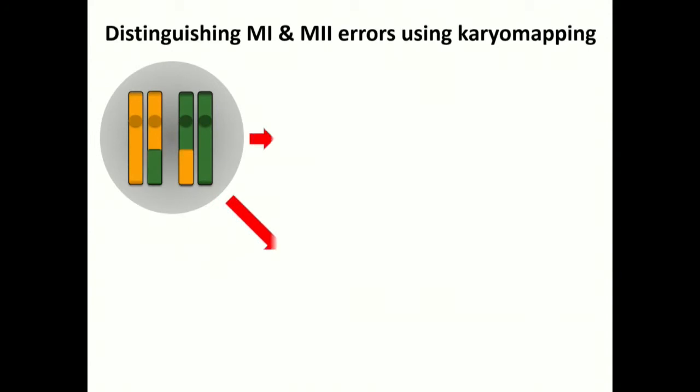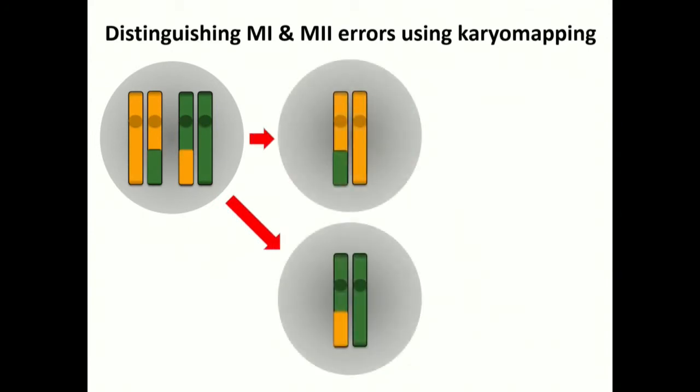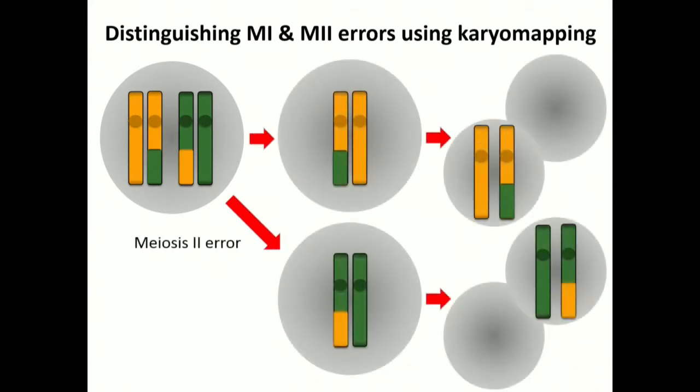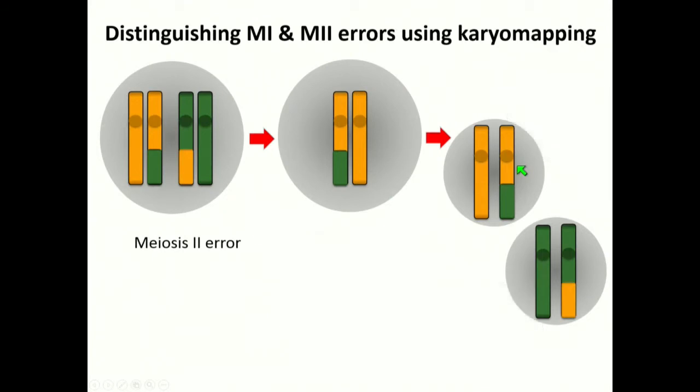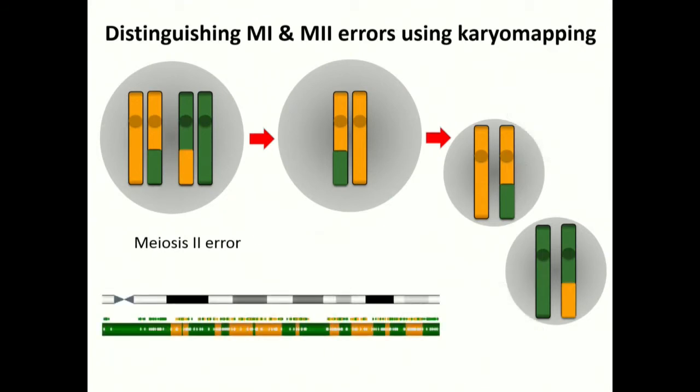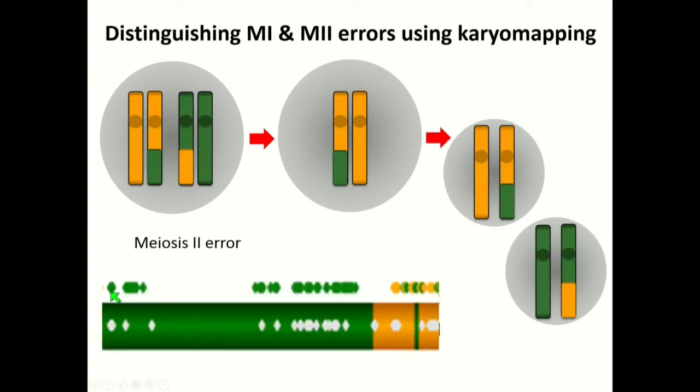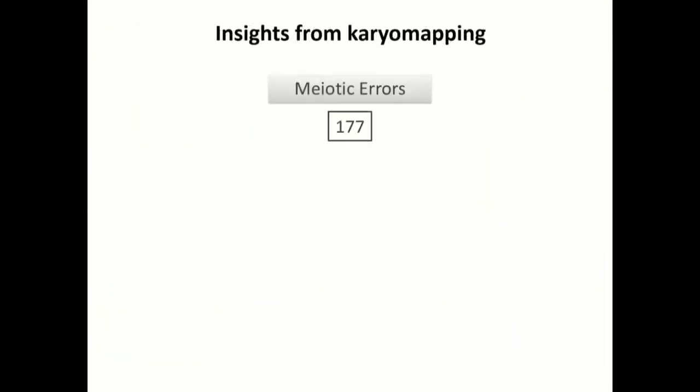If you had an error in meiosis II, so meiosis I goes fine, but then you get a failure of the chromatids to divide in meiosis II, the difference here is that both the centromeres are identical. So sure enough, when you look at Karyomapping, here's the centromeric area over here of this particular chromosome, all of the SNPs are from the same chromosome. So that's how you can actually tell the difference between the two.